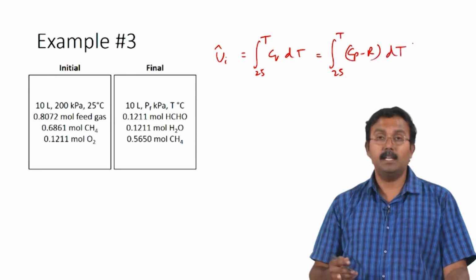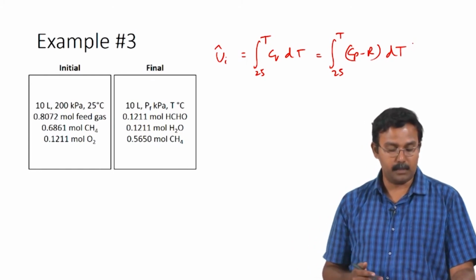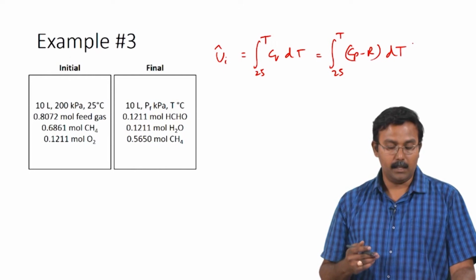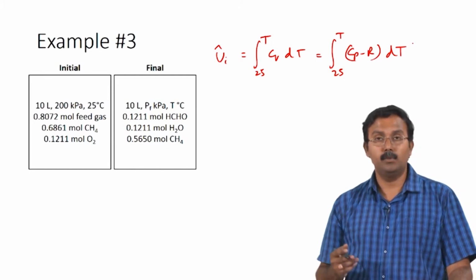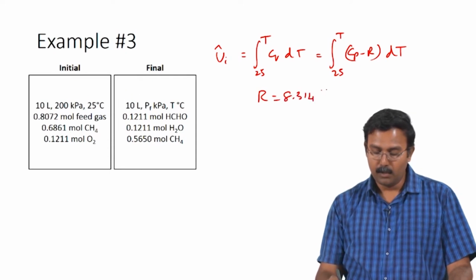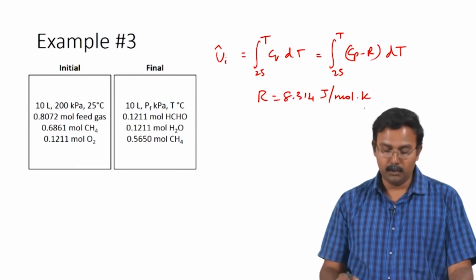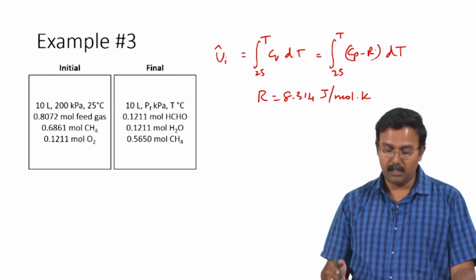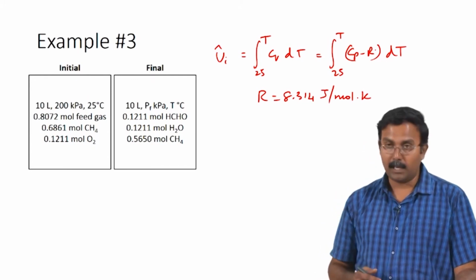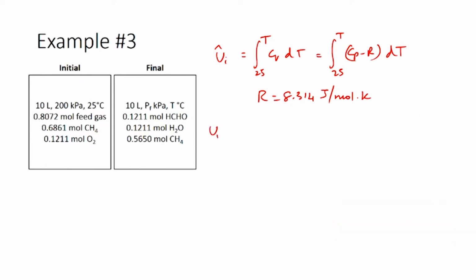So, the CP value is readily available from your tables and from textbooks and reference books. R would be 8.314 joules per mole Kelvin. So, you will use the R value as 8.314 joules per mole Kelvin, and you can substitute this value here to calculate the value for CV, and you will be able to perform calculations to get U1 cap, U2 cap and U3 cap.